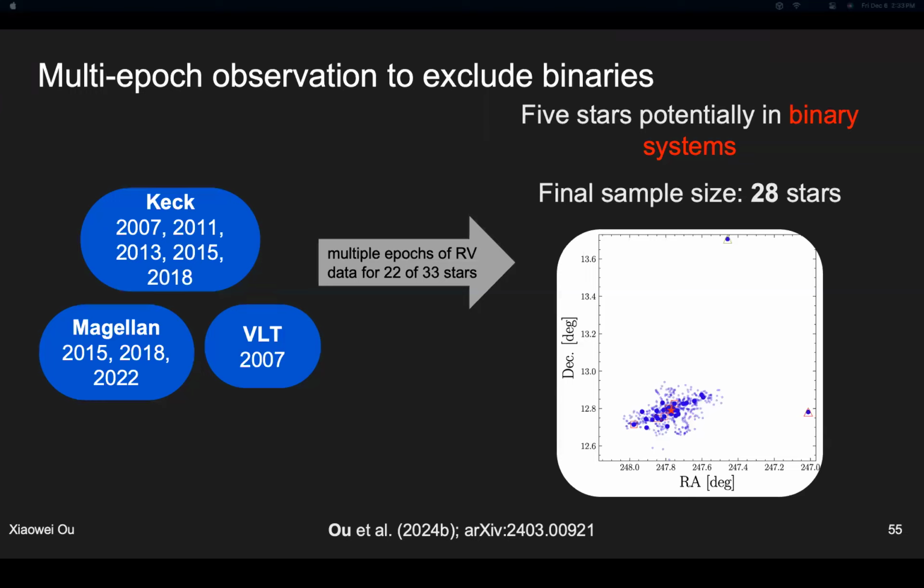So here the big blue dots show the final sample that we have. I want to highlight these 2 stars that were identified in the extended stellar halo of Hercules. They will be very important in the following analysis.